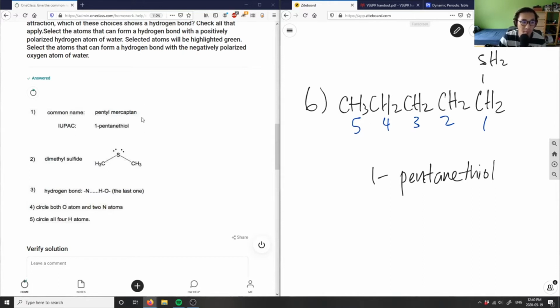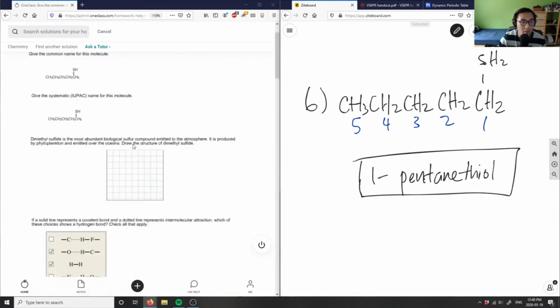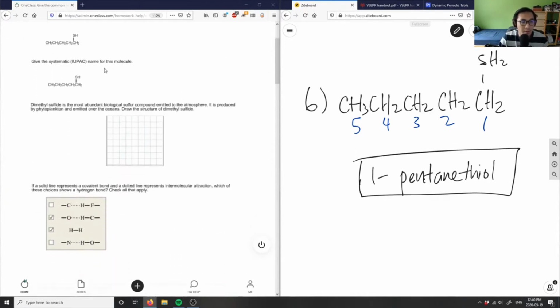And the common name here is pentyl mercaptan. I don't know how I'm going to pronounce that, but that's the common name. I don't think you're really supposed to know common names here. As long as you know the IUPAC name, I think it's fine. So number 1 here is correct. This is, I guess, 6A and B.